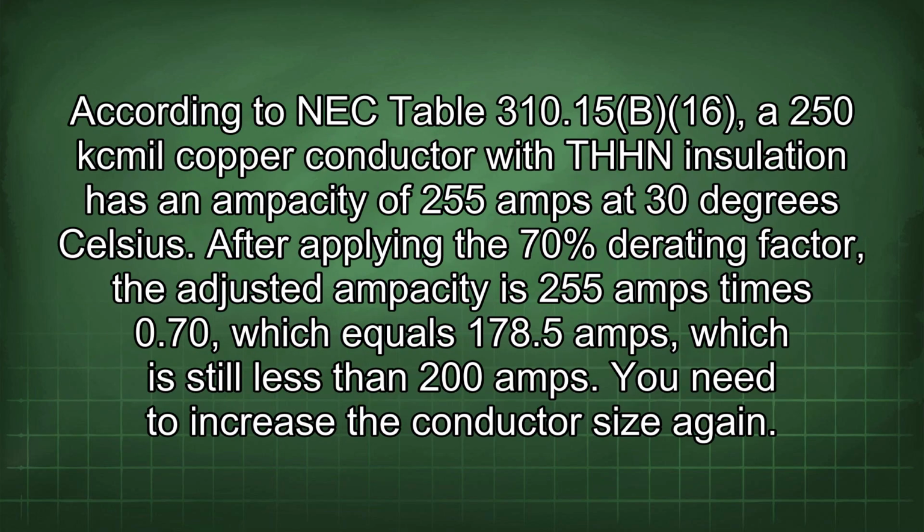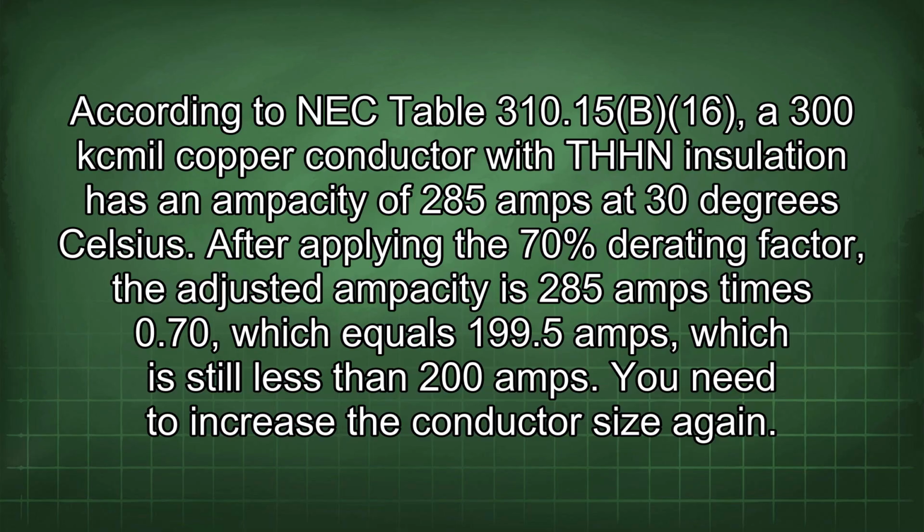According to NEC Table 310.15(B)(16), a 250 kcmil copper conductor with THHN insulation has an ampacity of 255 amps at 30 degrees Celsius. After applying the 70% derating factor, the adjusted ampacity is 255 amps times 0.70, which equals 178.5 amps, which is still less than 200 amps. You need to increase the conductor size again.